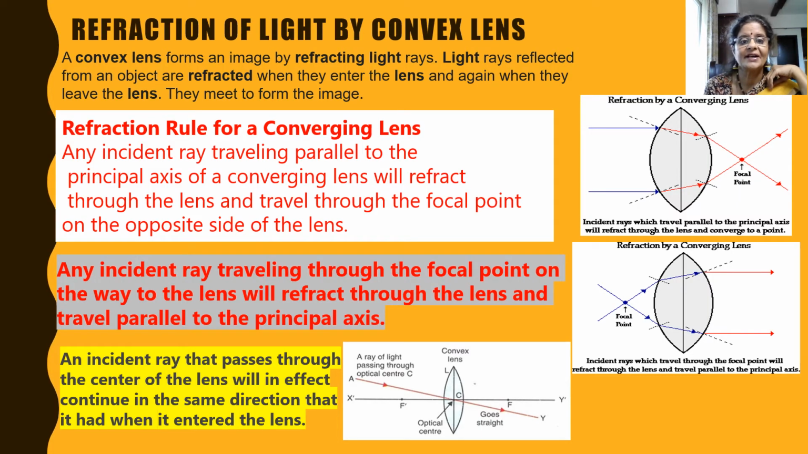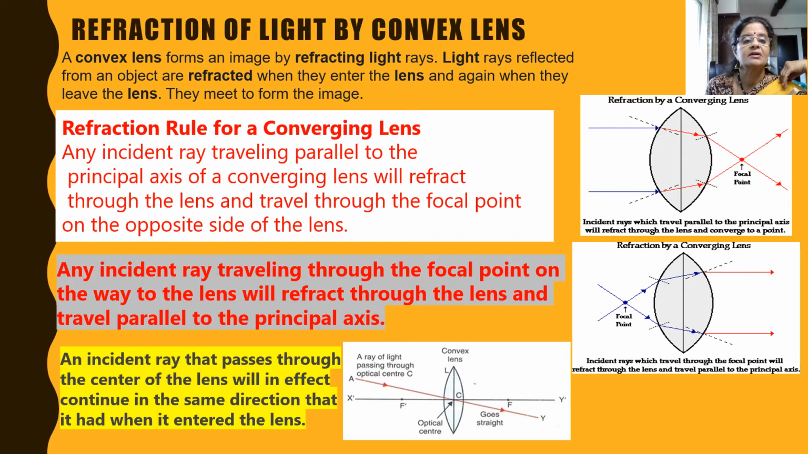Let's understand the refraction of light by convex lens. A convex lens forms an image by refracting light rays, and the light rays reflected from an object are refracted when they enter the lens and again when they leave the lens. They meet to form an image. Observe the pictures.